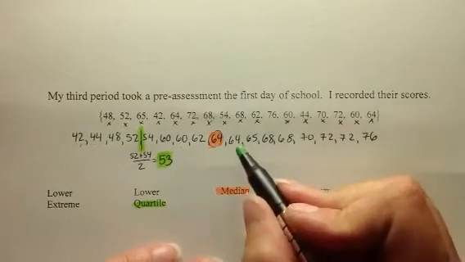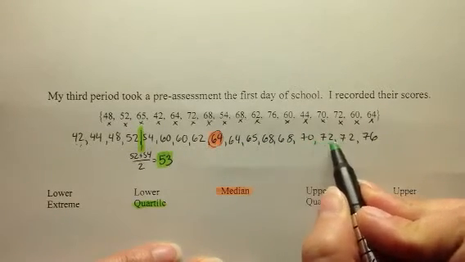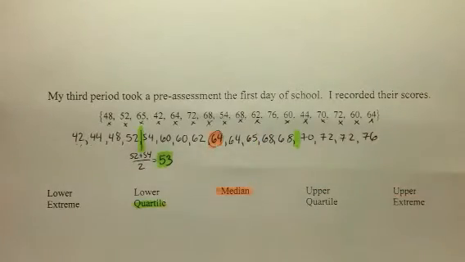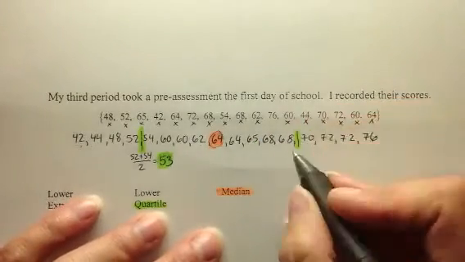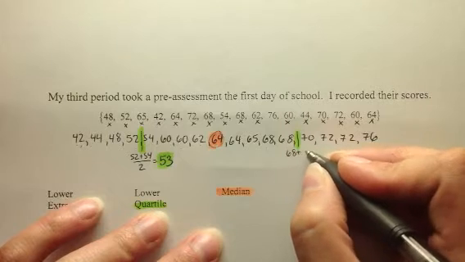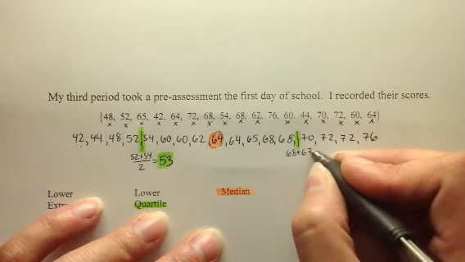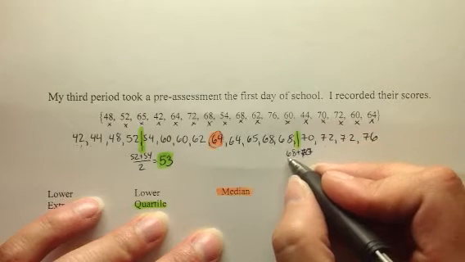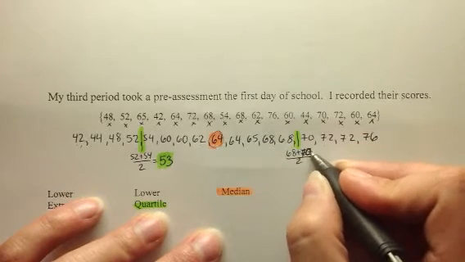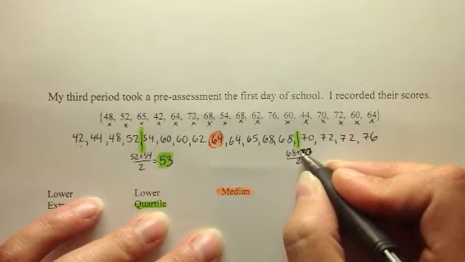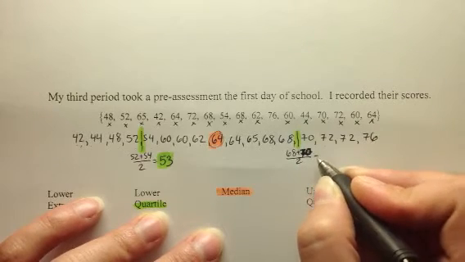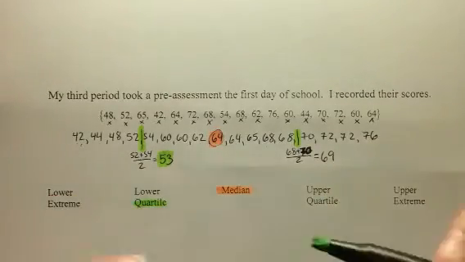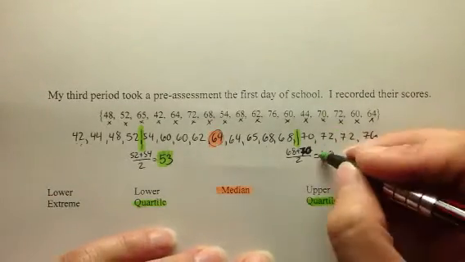My upper quartile, 1, 2, 3, 4, 1, 2, 3, 4, was here, right? Yeah. Okay, and again, because this one landed between two, I have to take the mean, 68 plus 70 divided by 2. Okay, 68 plus 70 divided by 2 is 69. And that's my upper quartile.